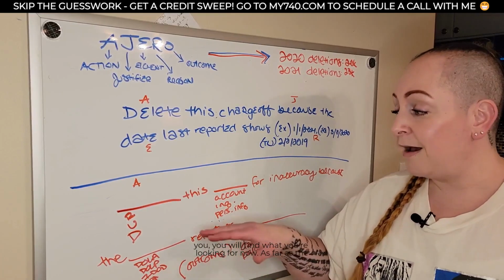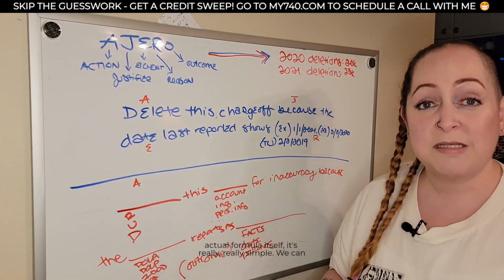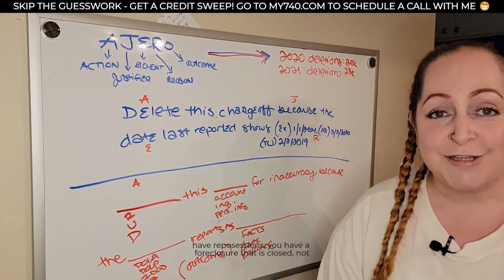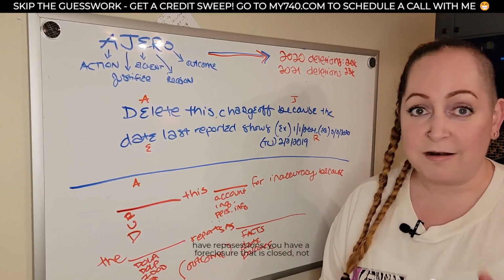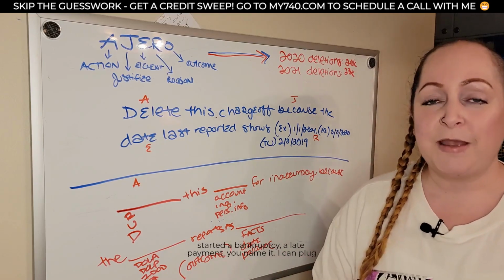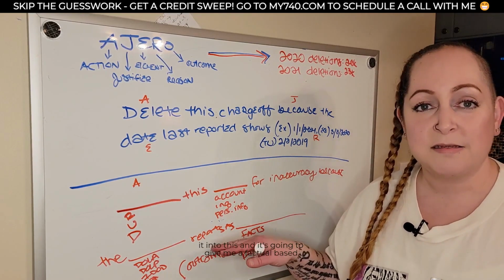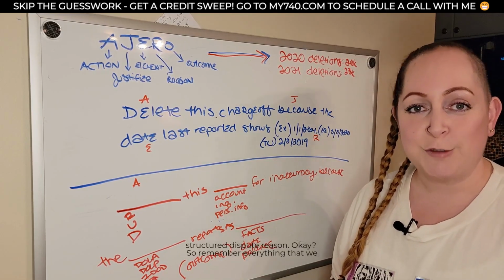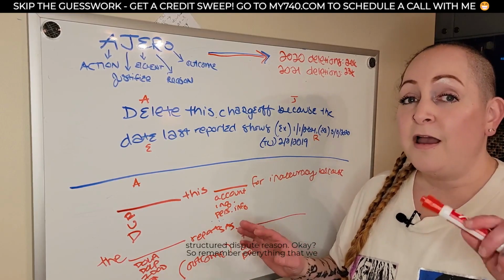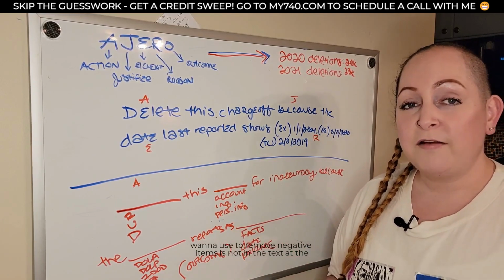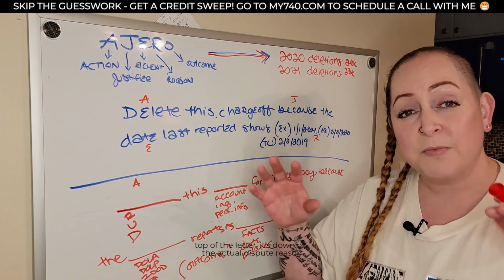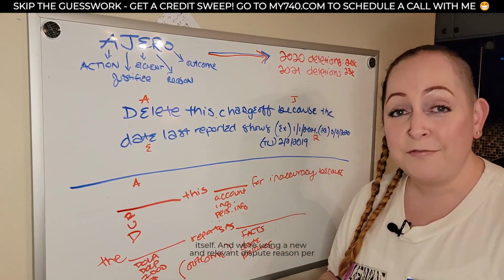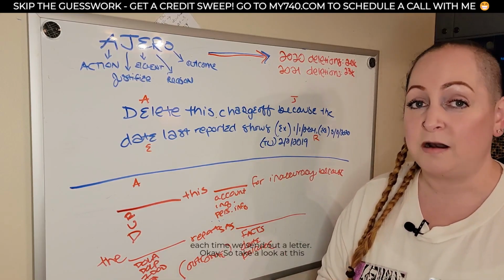Now, as far as the actual formula itself, it's really, really simple. We can plug in anything that we want. So if you have charge-offs, you have repossessions, you have a foreclosure that is closed, not started, a bankruptcy, a late payment, you name it, I can plug it into this. And it's going to give me a factual-based structured dispute reason, okay? So remember, everything that we want to use to remove negative items is not in the text at the top of the letter. It's down on the actual dispute reason itself, and we're using a new and relevant dispute reason per each time we send out a letter, okay?